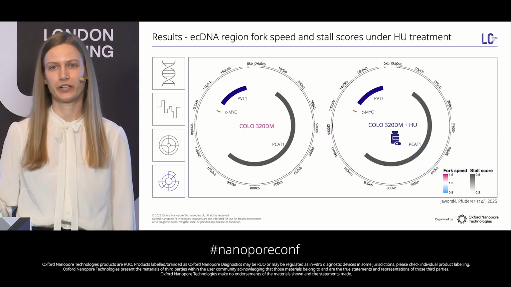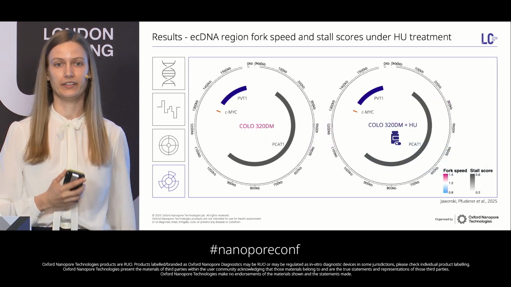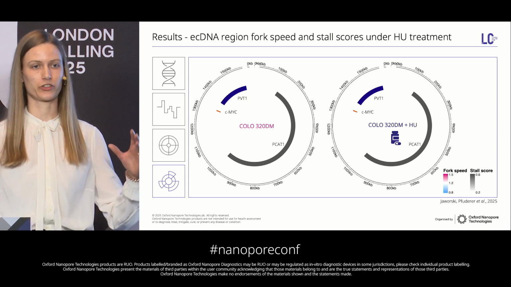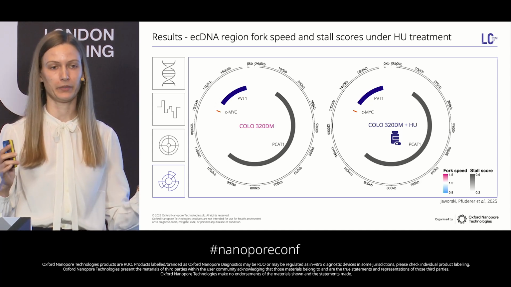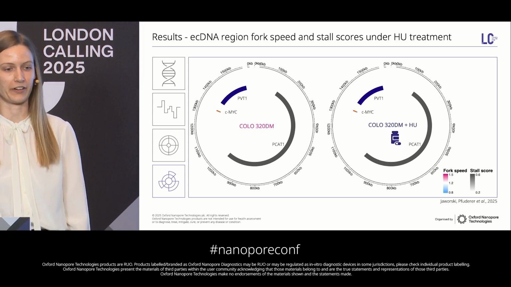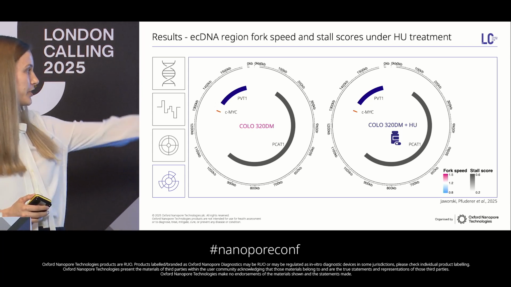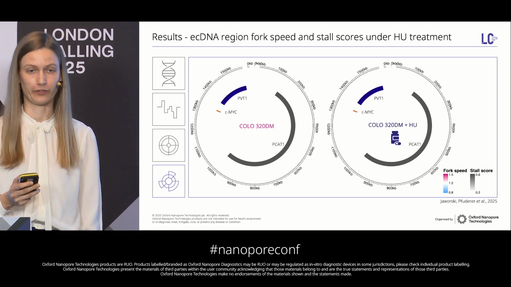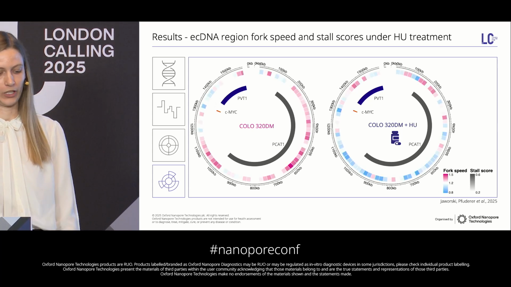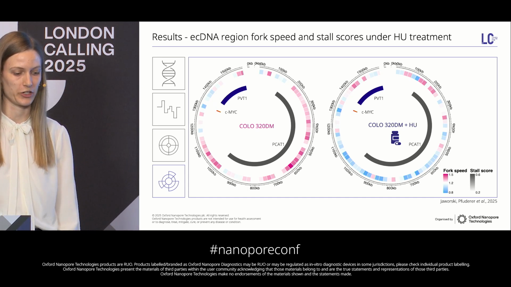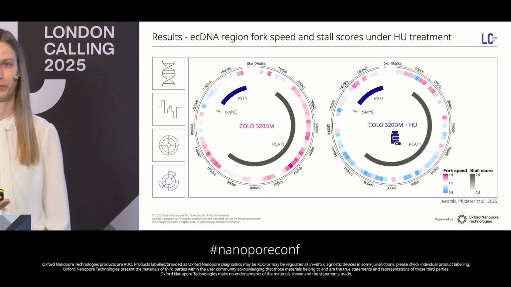So next, I'm looking at what happens if we treat the cells with hydroxyurea. So here I'm just showing the reference circle that we assembled for the ecDNA and a few genes for reference. You can see in orange the c-MYC locus. And first, we are looking at fork speed from slow in blue to pink in fast-moving replication forks. This is averaged in 20 kb segments.